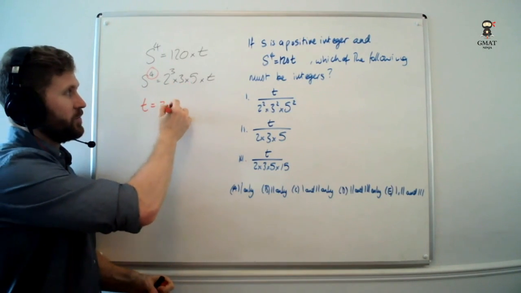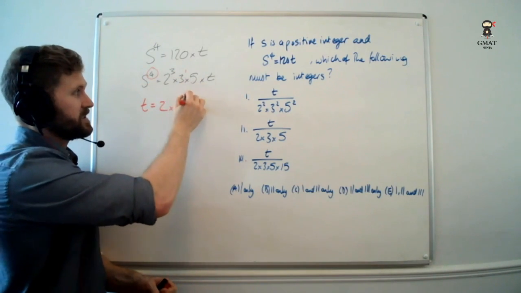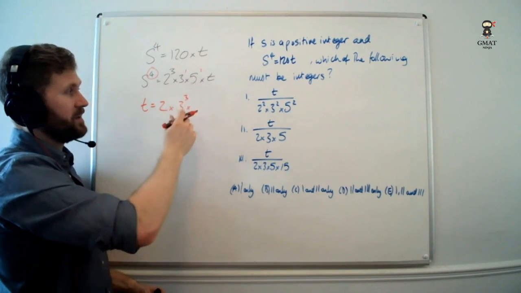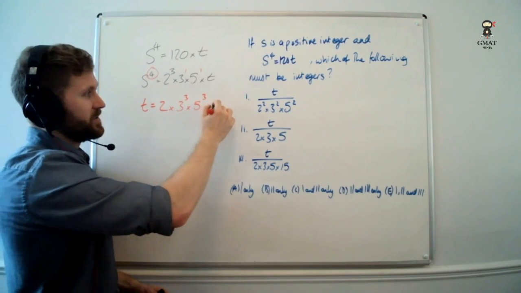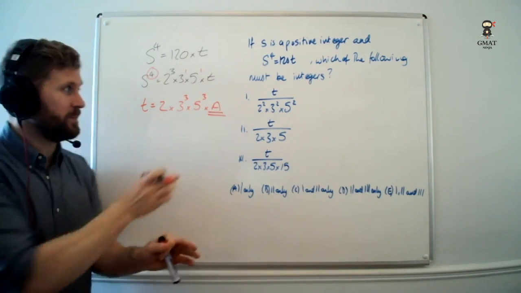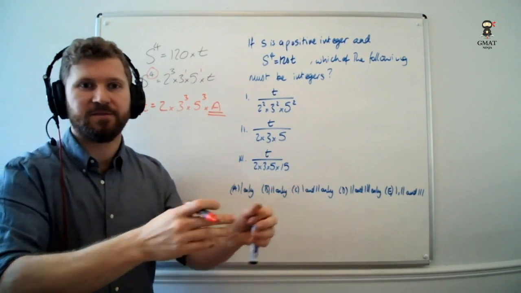Same with the 3. I've got one 3. I need 4 at least, so t at least has 3 cubed in it. Same with the 5. I've got 5 to the 1 there. t must have at least 5 cubed in it. And again, there's going to be something on the... I don't know what that is. It might be 1. This might be all that t is, but equally, it might have another batch of 2s, 3s, and 5s in it.